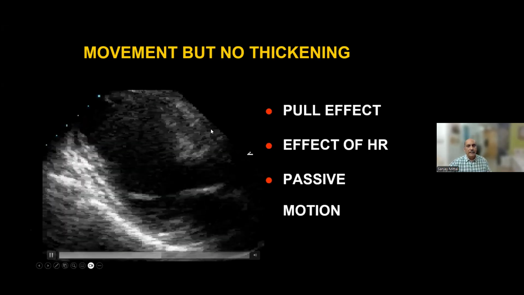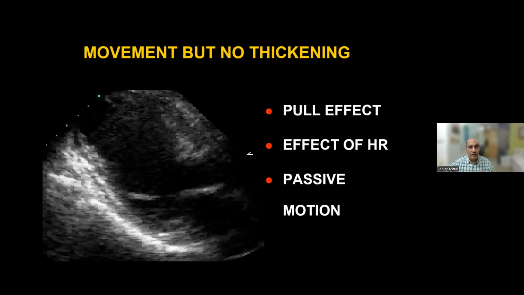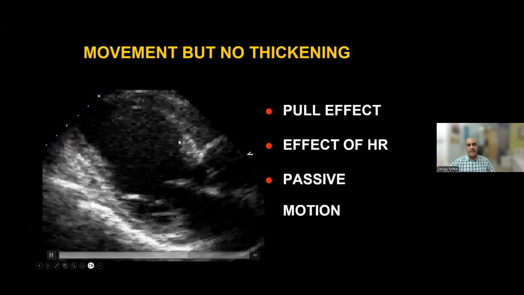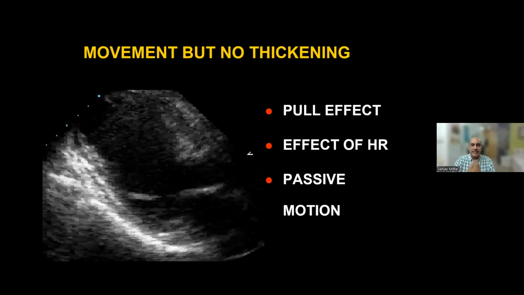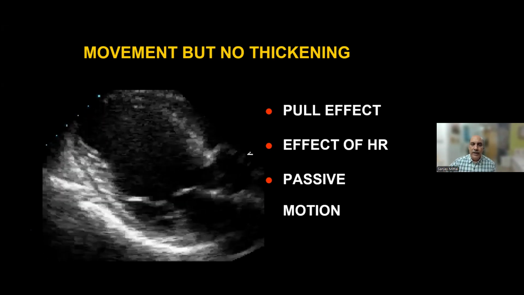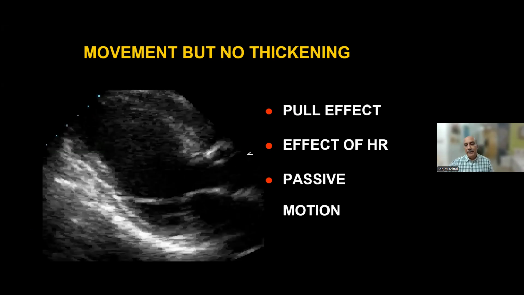This is because we have movement but no thickening. And the reason for that is a pull effect. When the heart rate is high, when the contractility of the adjacent segment is high because of compensatory hypercontractility, it pulls the adjacent segment along with it. And you falsely perceive movement as thickening and rank hypokinesia, akinesia in an akinetic segment, as hypokinetic. And this is underestimating the wall motion abnormalities.